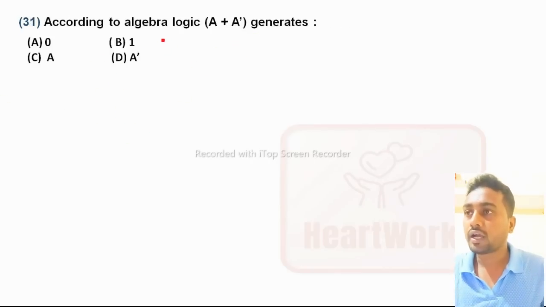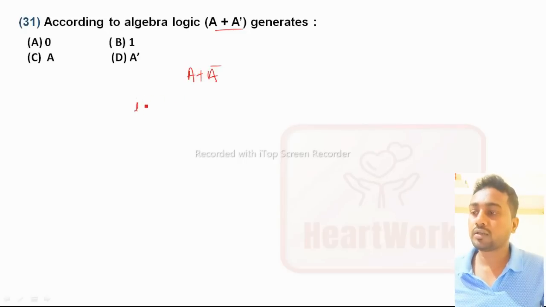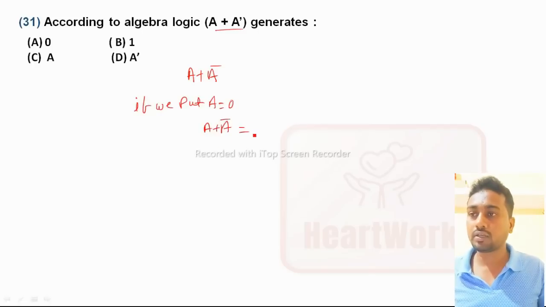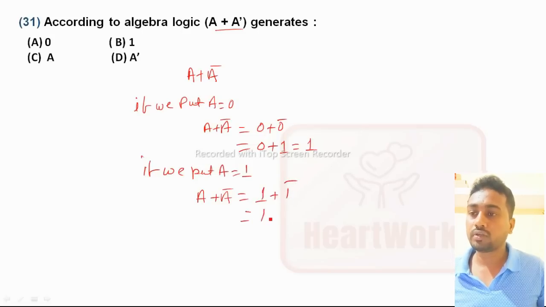Okay, according to Boolean algebra logic, A plus A bar generates what? A plus A bar means what? Simply we can check by putting A equal to 0. Then A plus A bar is 0 plus 0 bar, and 0 bar means 1, so it will come 1. Again, if we put A equal to 1, then A plus A bar means 1 plus 1 bar, so it will come 1 plus 0. And this plus means what?